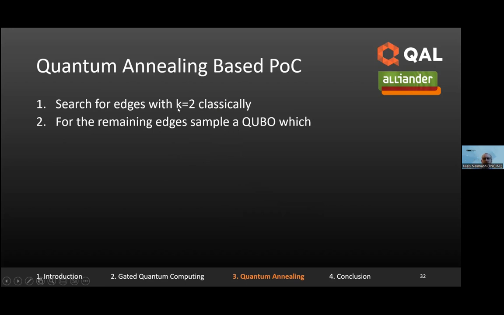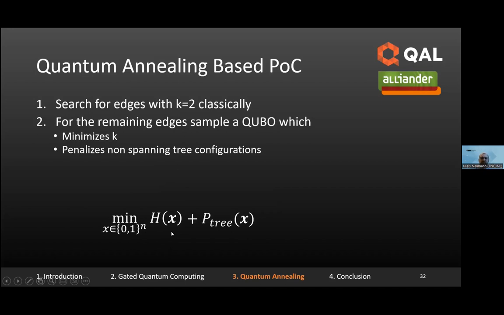Again, we search for the case 2 classically because that's simple. And for the remaining 10%, the hard case, we use a quantum approach. And that quantum approach looks like this, HX. We need some penalty terms because we need to make sure that the value that we find is indeed correct. One of the penalty terms is that we need to have a spanning tree, because the electricity grid that Aleander has is always a spanning tree. There will never be cycles in this graph. So this penalty term assures that indeed no cycles will be present.